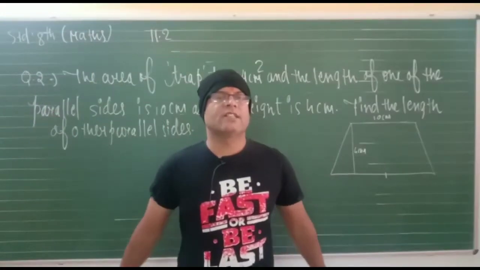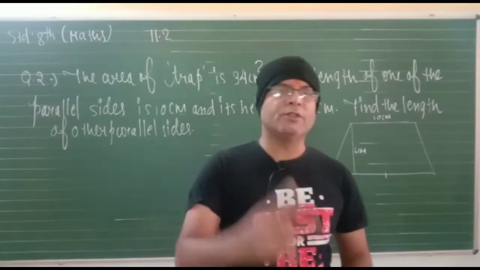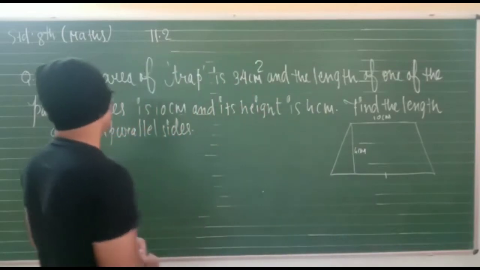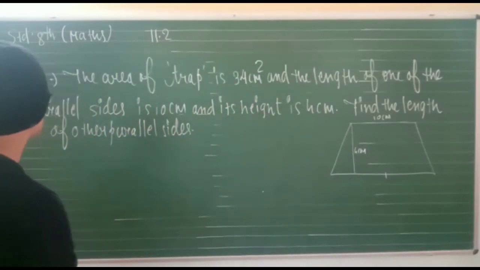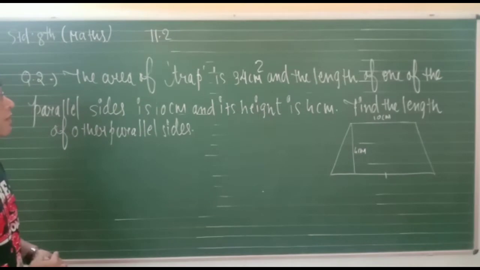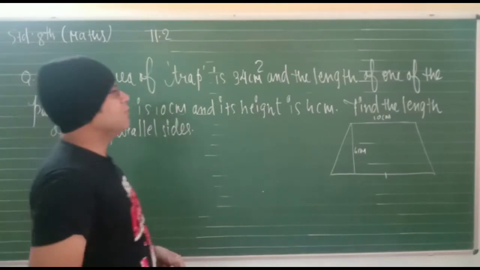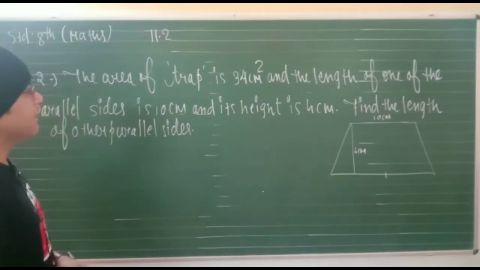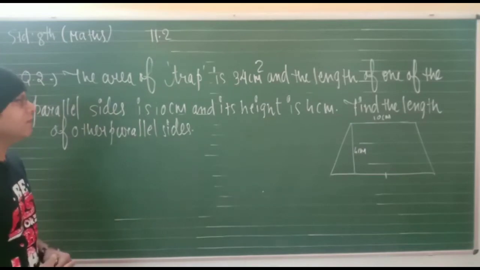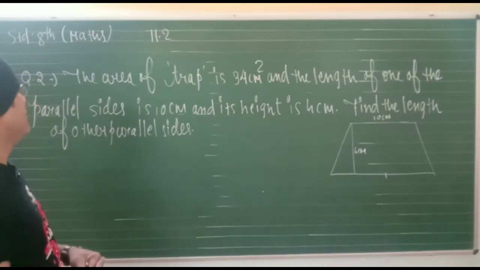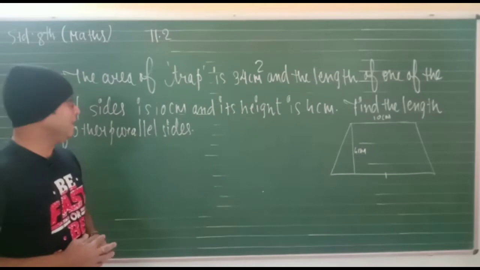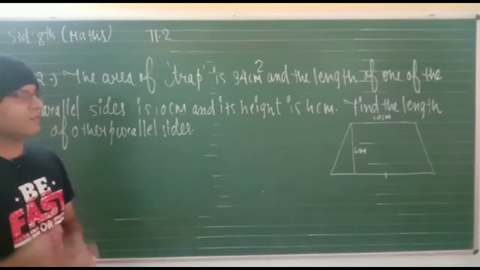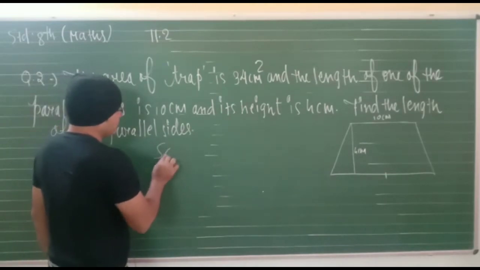And now students, chapter number 11, exercise 11.2, sum number 2. Let's understand the sum first of all. The area of the trapezium is already given, that is 34. Length of one of the parallel sides is 10 centimeter, as you can see in the figure. Height is given 4 centimeter. You have to find the length of the other parallel side.